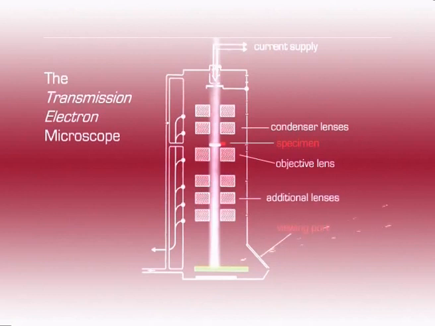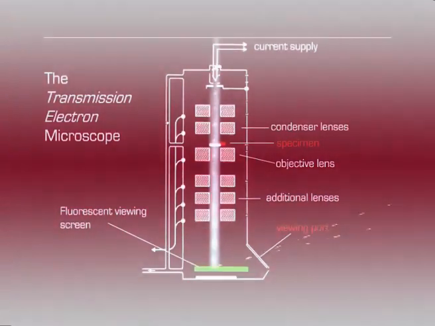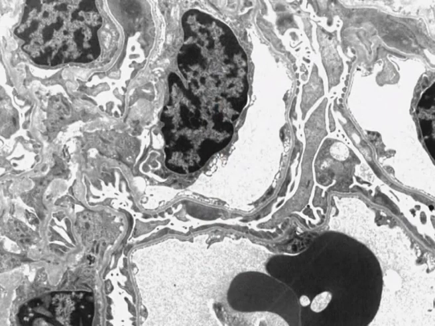At the top of a tall evacuated column is an electron gun that sends a beam of electrons through the specimen. Electrons pass through the specimen and are focused using electromagnetic lenses onto a fluorescent screen. When electrons impinge on the screen, secondary light rays are emitted and form an image. The resulting image is seen through a window at the bottom of the column. Here is an electron micrograph of cells in the kidney, magnified 10,000 times, showing much more detail than the previous light micrograph.